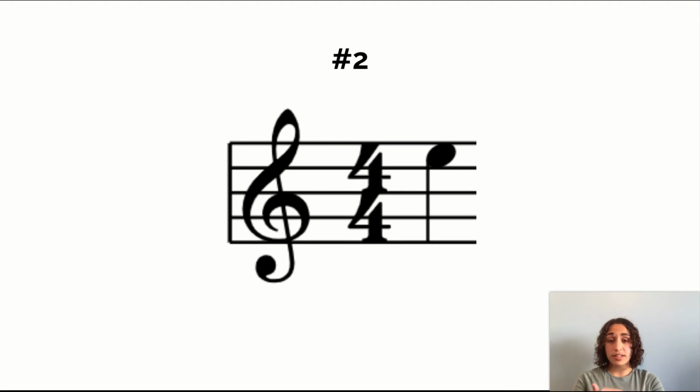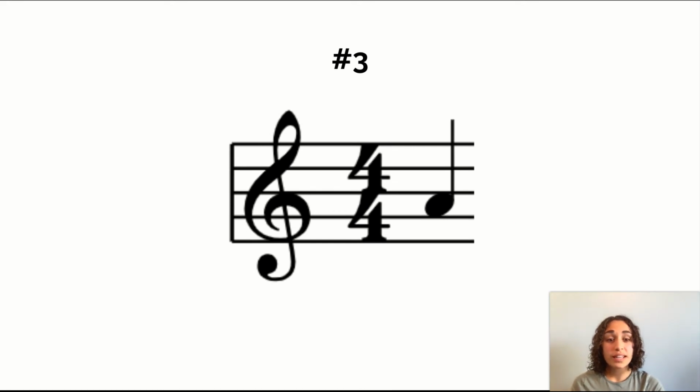This note is on the very top space, so we're going to go all the way through the spaces up to the top. Let's get ready to say our mnemonic device. F, A, C, E. This one is named E. One more. Give this one a try.